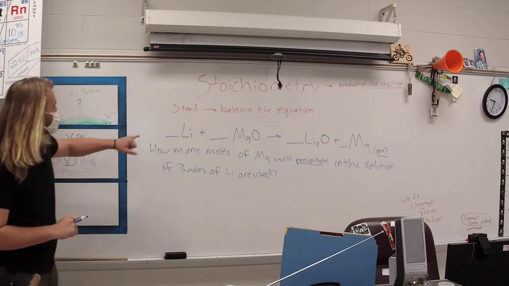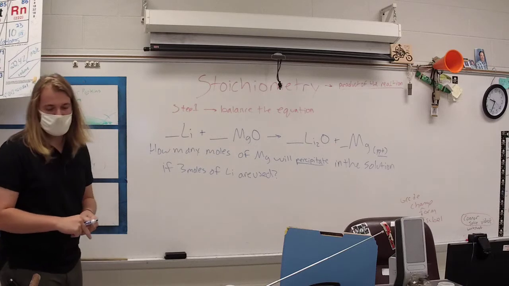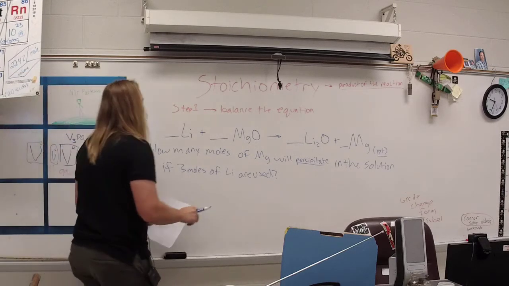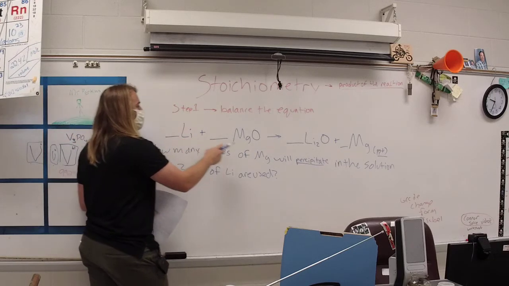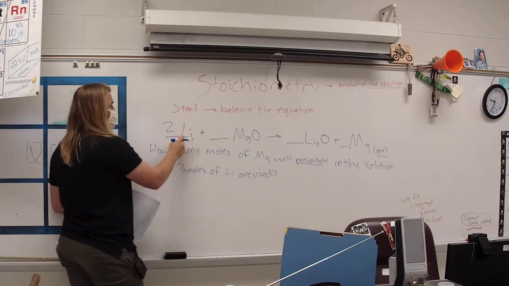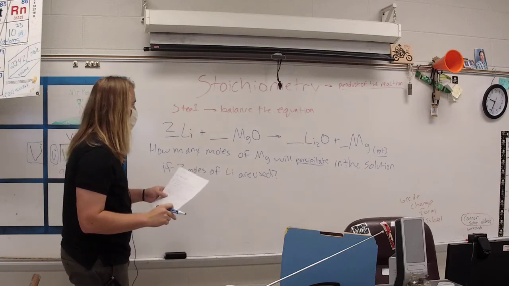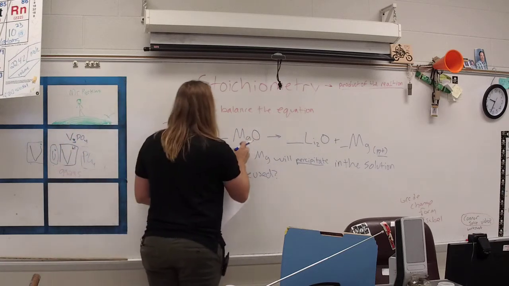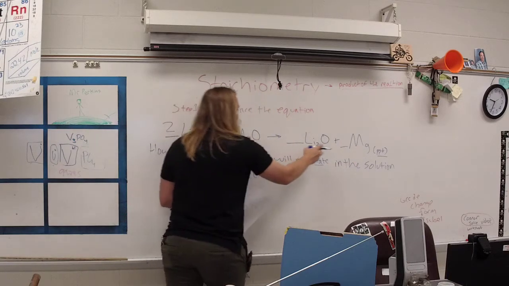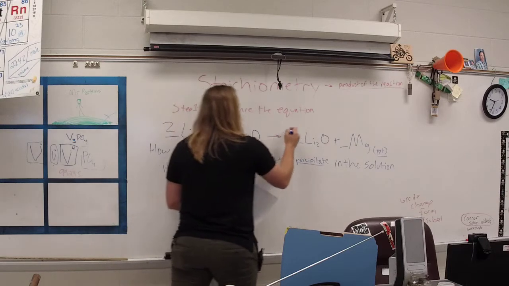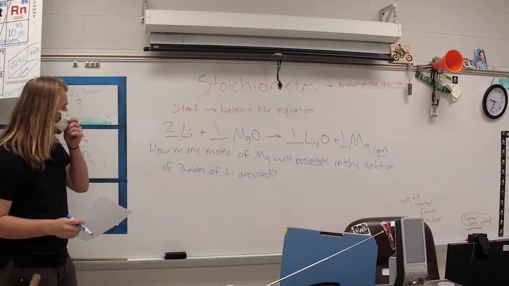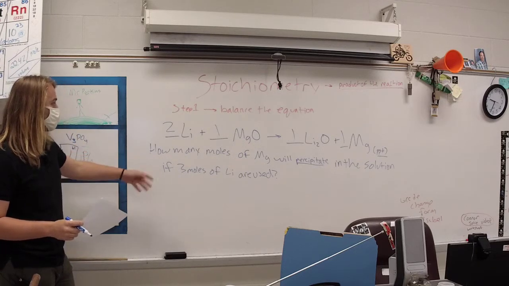First, step 1, we got to balance the equation. Let's do that real quick. We have 1 lithium here and 2 lithium there. So we got to write a 2 right here to balance that out. Okay, that's good. Now let's look at our magnesium. We have 1 here, 1 here, 1 oxygen, 1 oxygen. Very simply, 2, 1, 1, 1.